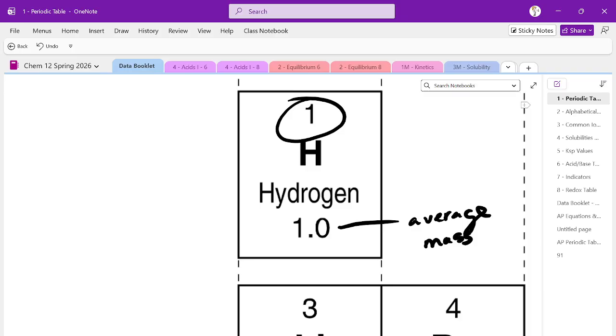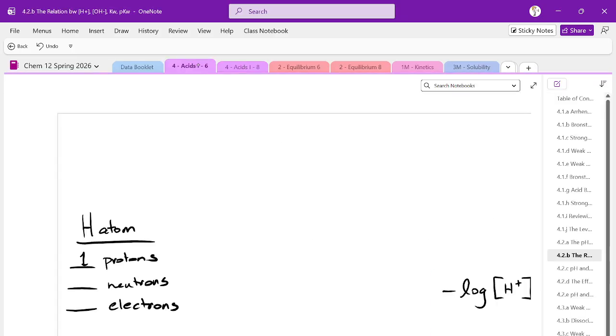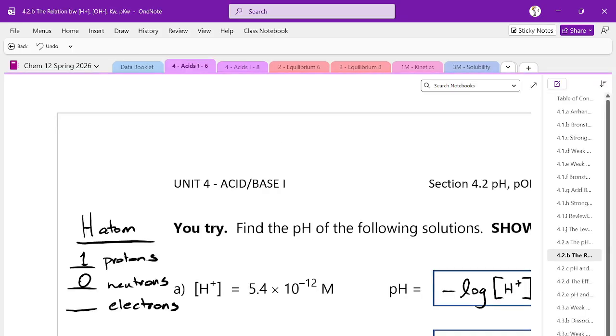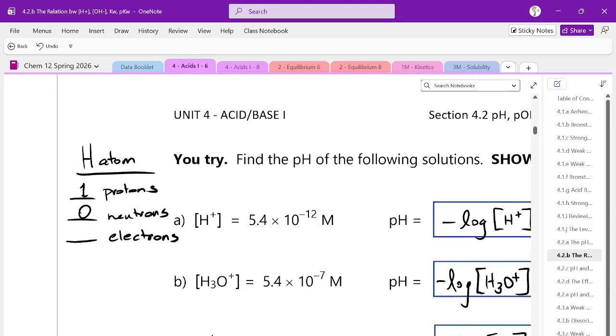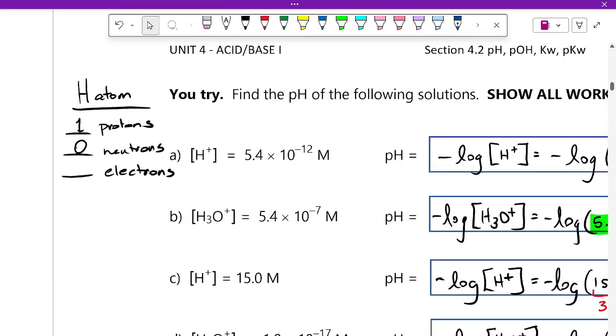Okay, so if we've only got a mass of 1, then we only have 1 proton, and we have no neutrons because otherwise the mass would be 2 or 3. Okay? So we have 0 neutrons. And how many electrons in a hydrogen atom? 1, because atoms are neutral. So we have to have the same number of positives as negatives. And if we were to draw this, here in the nucleus is our 1 proton, and around the outside is our 1 electron.